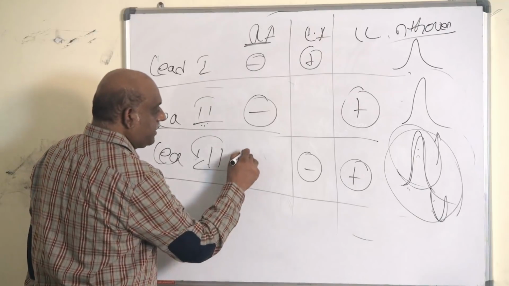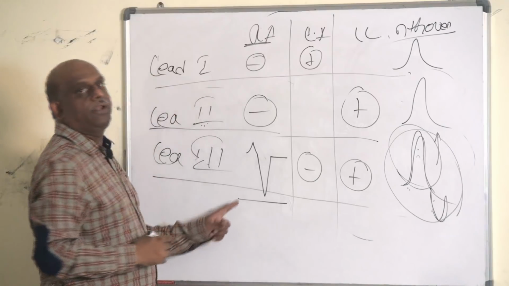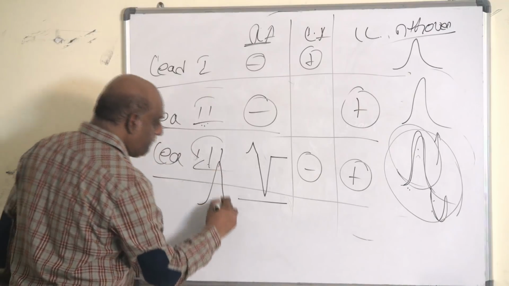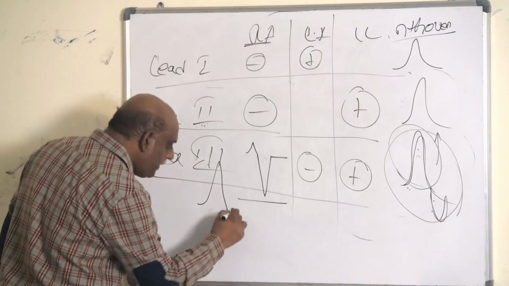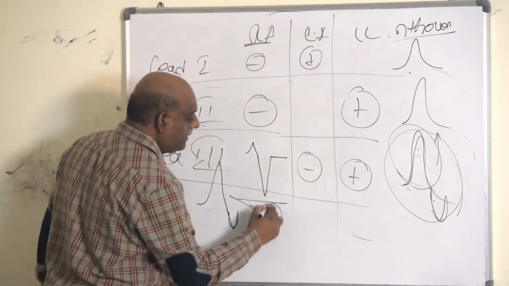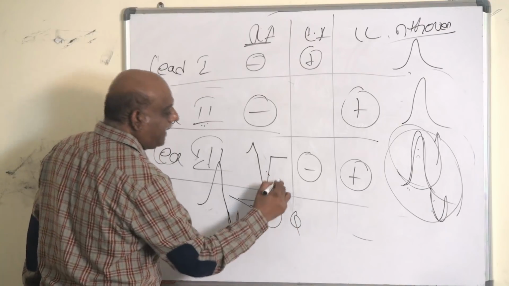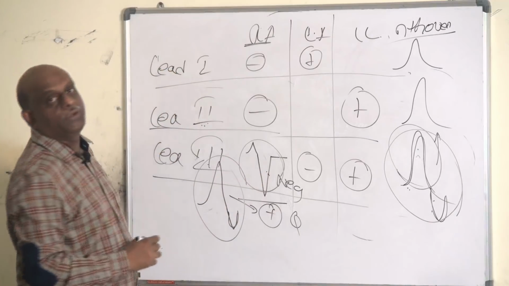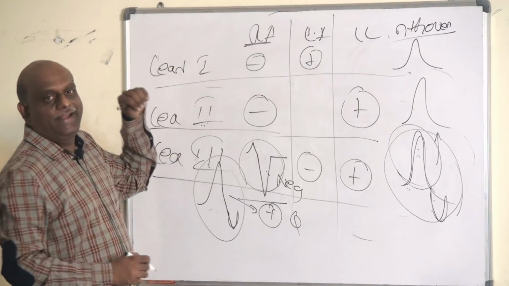So suppose you have a small positive deflection and a significant negative deflection, what do you call this? Negative QRS. If you have a significant R wave and a small negative S deflection, what do you call it? You call it a positive QRS. This is negative QRS. This is the positive QRS. So now you know lead 1, lead 2, lead 3.